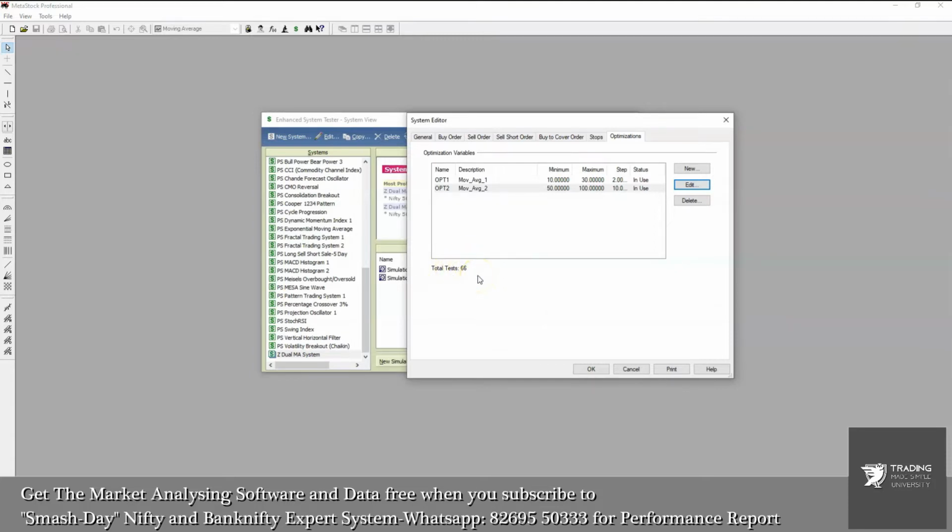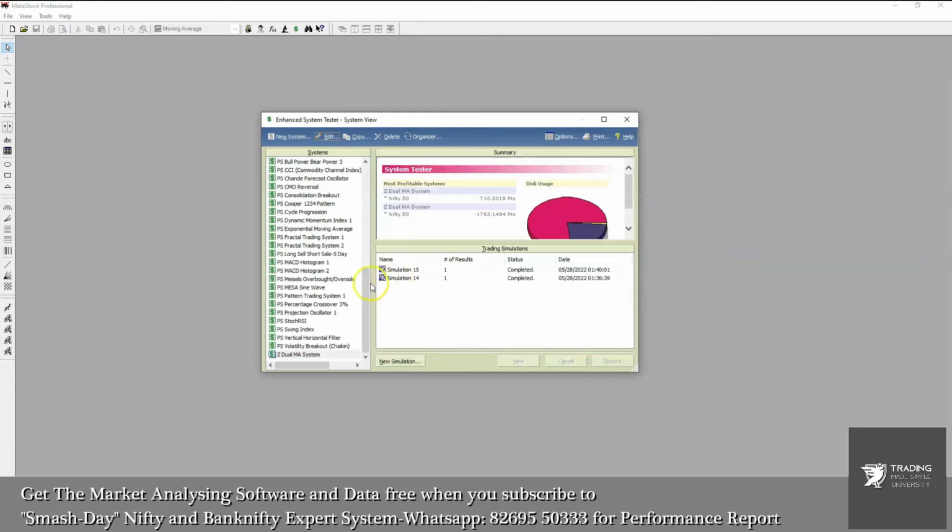So Metastock will do all the 66 tests and it will show us the best results, and we will get our best parameters from here, the best values of moving averages. And that is what optimization is all about. It is not possible to do it manually, but Metastock can do this for us, provided you do the coding properly. So let us proceed. As usual, we are doing long only trades, so there are no short trades, okay?